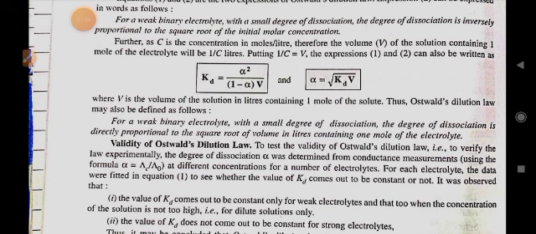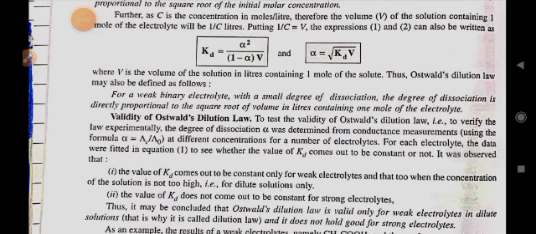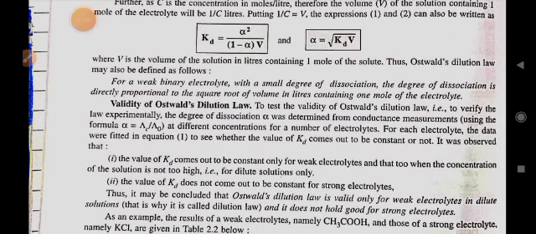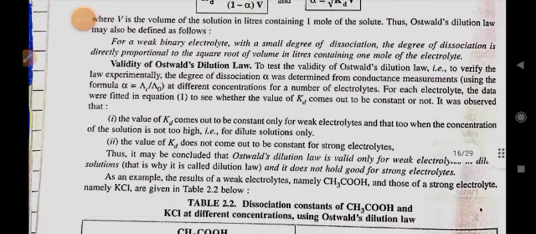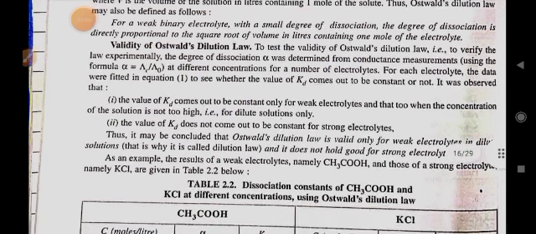Putting 1 by C is equal to V, the expressions 1 and 2 can also be written as Kd is equal to alpha square upon (1 minus alpha) into V, and alpha is equal to under root KdV, where V is the volume of the solution in liters containing 1 mole of the solute. The Ostwald dilution law may be defined as follows. For a weak binary electrolyte with a small degree of dissociation, the degree of dissociation is directly proportional to the square root of volume in liters containing 1 mole of the electrolyte.